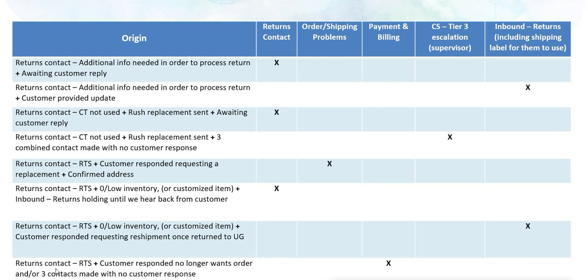Last but not least, if it's in the returns contact group, it's RTS, and the customer responded that they no longer want the order, or if we've reached out multiple times and have not heard back from the customer, it should go in the payment and billing group. If none of that makes sense to you of how I explained it, please pause the video here to review and make sense of it on your end, or play it back, and hopefully it'll make more sense the second time around.